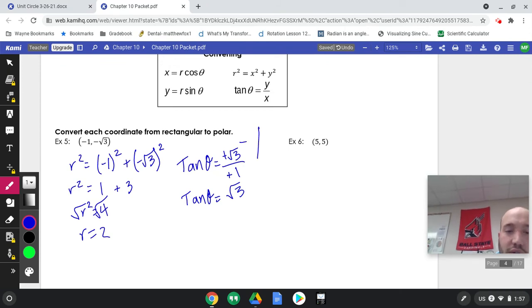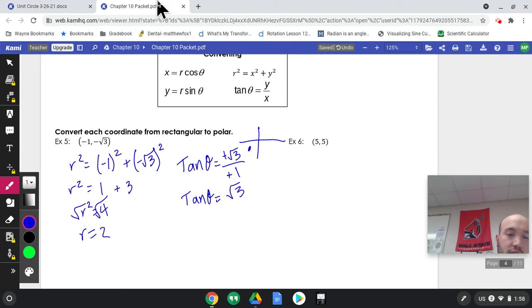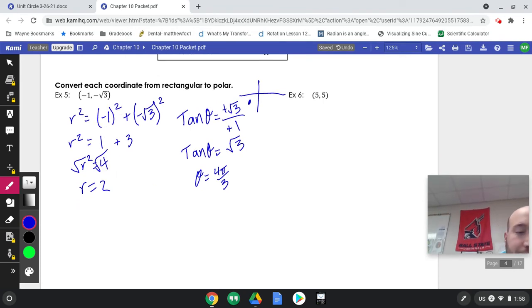So I should have done this first, but if we start at the origin, that's going to be left and down. It's somewhere down here in quadrant 3 we know. So we go back here, somewhere in quadrant 3, and the only place that occurs, 4 pi over 3. So theta has to be the 4 pi over 3. All we got to do now is write it as a coordinate. So 2 comma 4 pi over 3. And that is our answer.